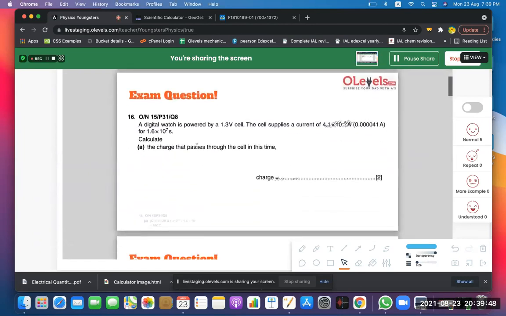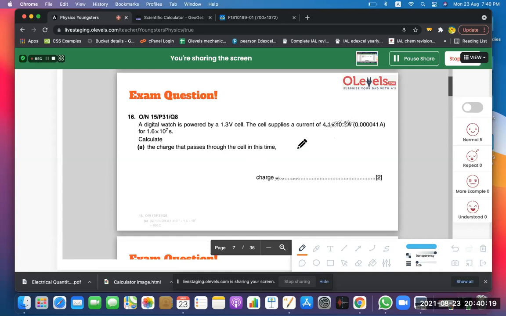Now for the exam question. Let's read the exam question here. A digital watch is powered by a 1.3 volt cell. The cell supplies a current of 4.1 multiplied by 10 to the power minus 5 amperes for 1.6 multiplied by 10 to the power 7 seconds. Calculate the charge that passes through the cell in this time.